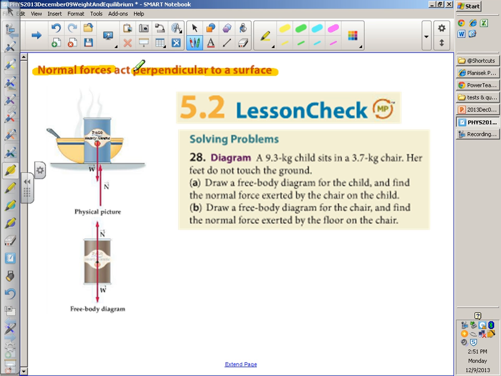A lot of times, normal force is equal to the gravity that is acting on an object, but not always. We will look at that in a little bit more detail tomorrow when we do this section right through here. So we'll do this problem tomorrow, and then we'll get into the idea of apparent weight and equilibrium.